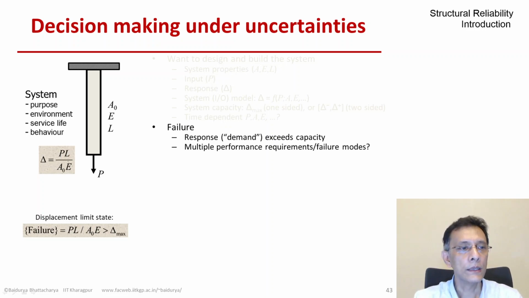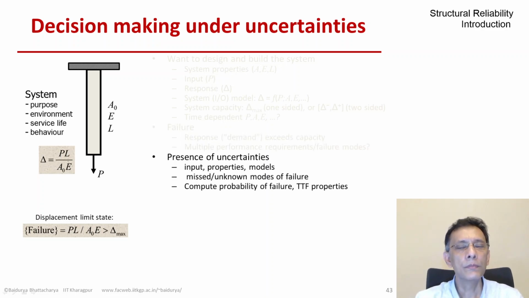Now, our system does not have to have only one failure mode. There could be multiple performance requirements. For example, even in this very simple case, there could be some torsion and loading, and I would be worried about that. If instead of tensile, the force was compressive in nature, I would be worried about buckling instead. So I know what failure modes there are and how to express them.